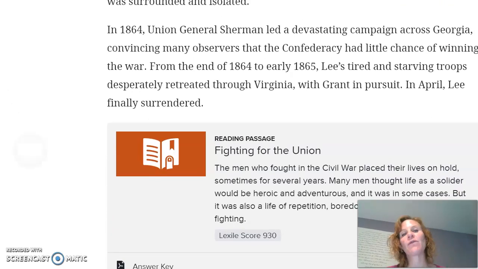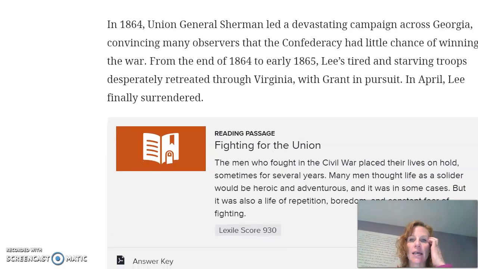In 1864, Union General Sherman led a devastating campaign across Georgia, convincing many observers that the Confederacy had little chance of winning the war. From the end of 1864 to early 1865, Lee's tired and starving troops desperately retreated through Virginia, with Grant in pursuit. In April, Lee finally surrendered.